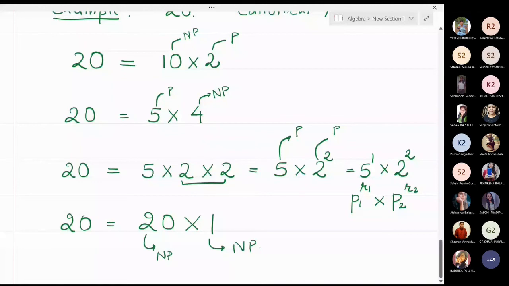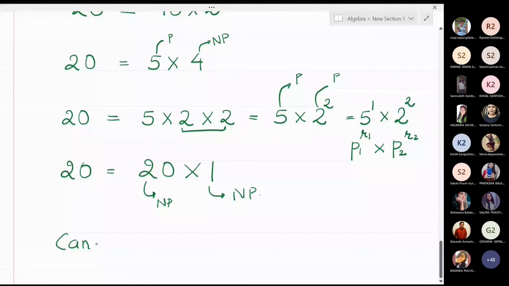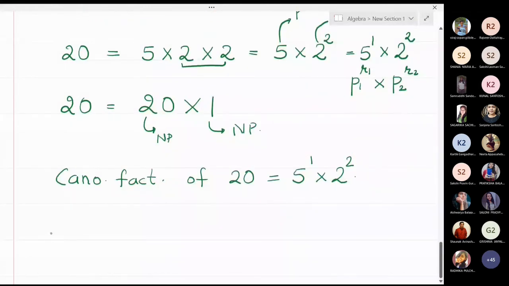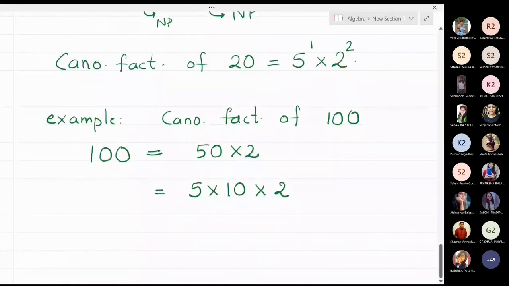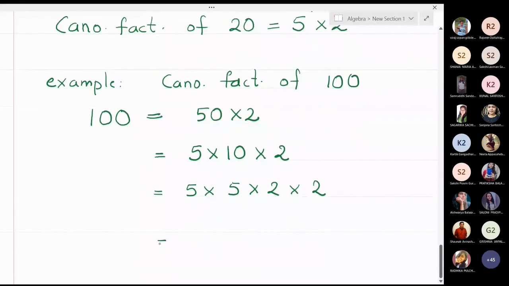So what is the canonical factorization of 20? The canonical factorization of 20 is 5 raised to 1 multiplied by 2 raised to 2, which means 5 into 2 square. For example, if I take the number 100, what is the canonical factorization of 100? Whatever factorization we know, we will write it down. I will write it as 50 into 2, and I will further go on factorizing as far as possible. Then 50 can be written as 5 into 10. This 10 can be written again as 5 into 2, and this finally comes out to be 5 square into 2 square.